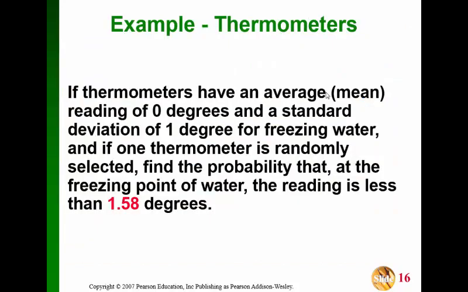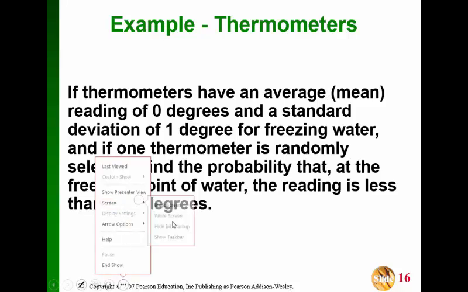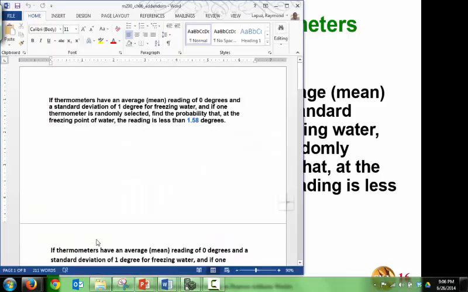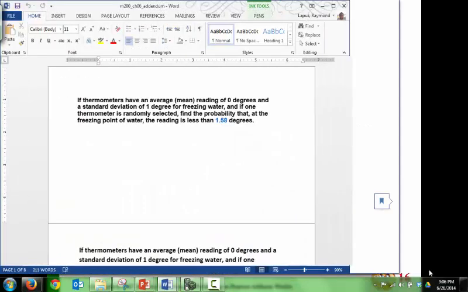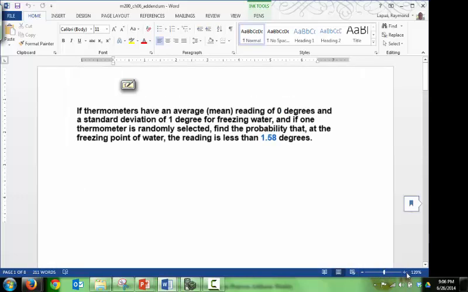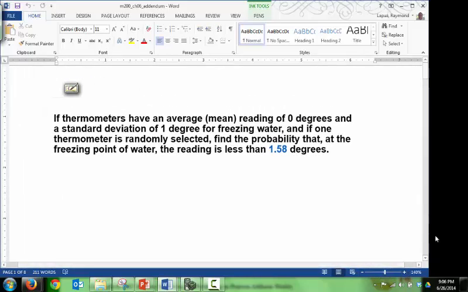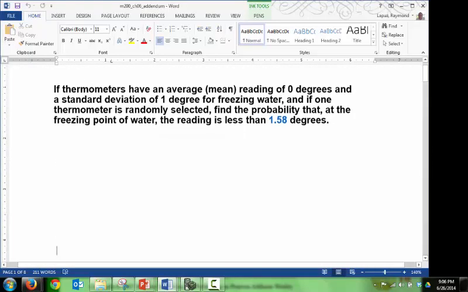Instead of using the table, though, we're going to use a graphing calculator. So this is a problem that I have. This is a problem that I think might be an example in the book, and I actually reprinted this. So let's take a look at this problem and see if we can make sense out of it and be able to do it using our graphing calculator. Thermometers have an average reading of 0 degrees and a standard deviation of 1 degree for freezing. So this is a thermometer company that's building thermometers.